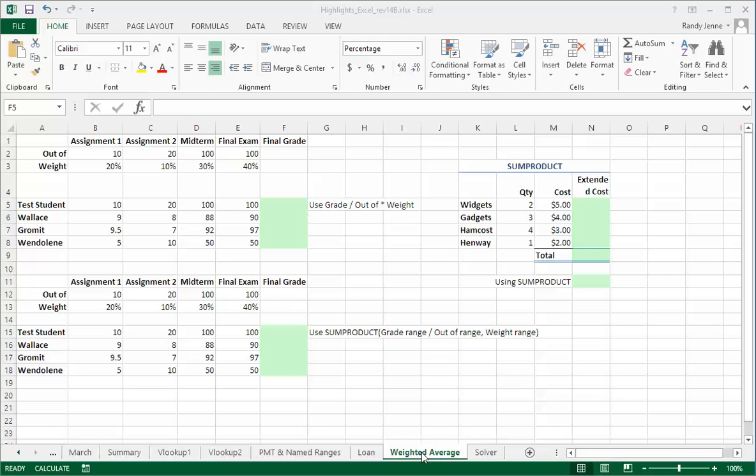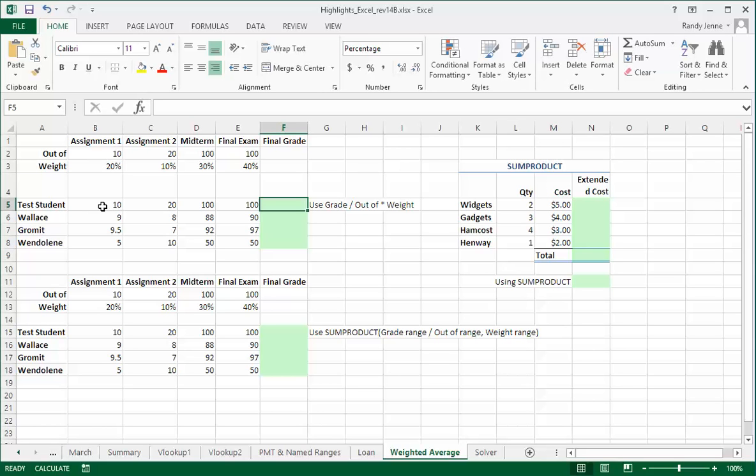So I'm over here on the weighted average sheet, and I'm going to put my cursor in cell F5. In this example, we're figuring out marks for a number of students. So we have to take into account what score they got, what the assignment or exam was out of, and then the various weighting factors for each of the assignments and exams. And we should be able to come up with a final grade for each of the students.